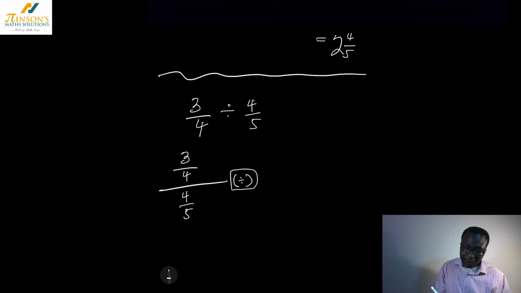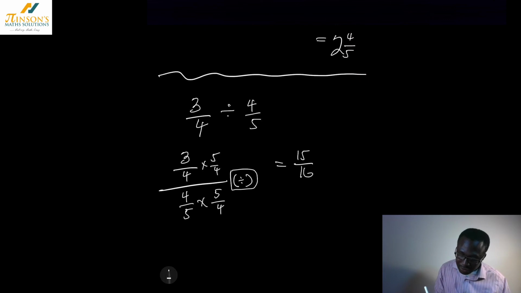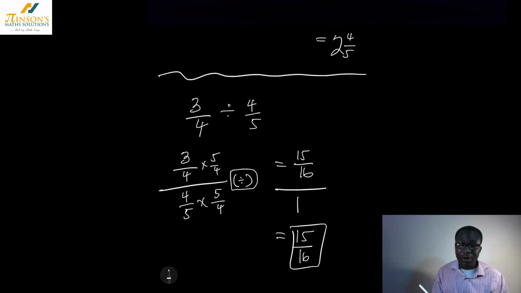All right, now for me to make sure the bottom number is 1, I need to multiply by its reciprocal. Once I've done that, I do the same thing to the top, so that's also by its reciprocal. Across the top, I will get 15 over 16, and across the bottom I will get 1. A number divided by 1 is the number itself, so that means that my answer is 15 over 16. Again, that goes to prove that when we divide fractions, we keep, we flip, we change.